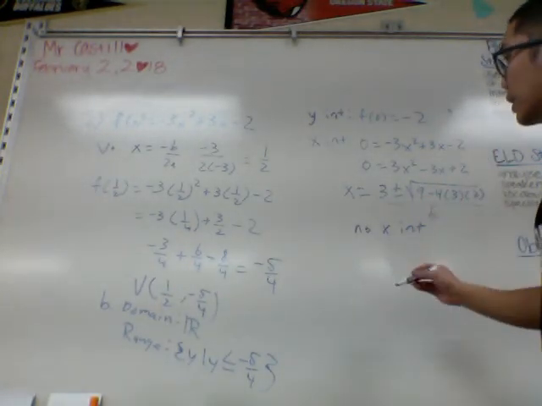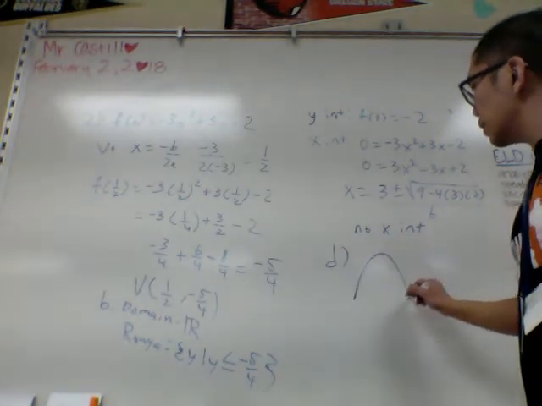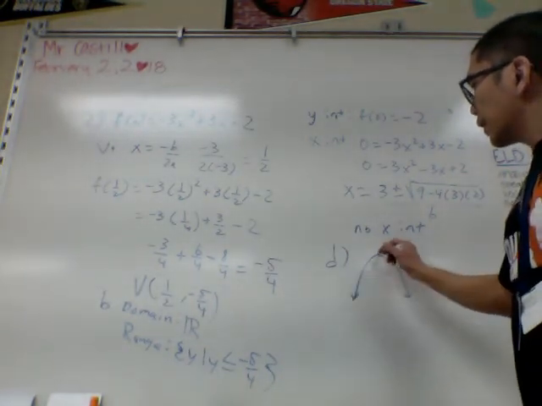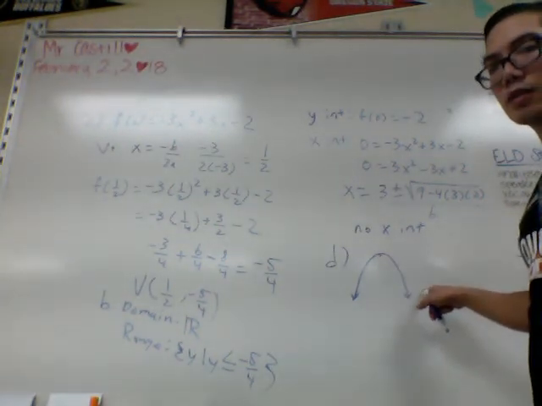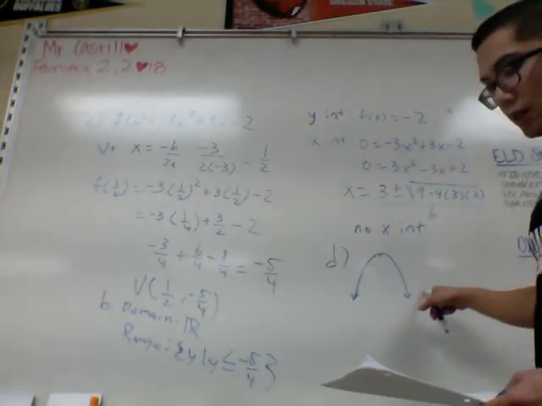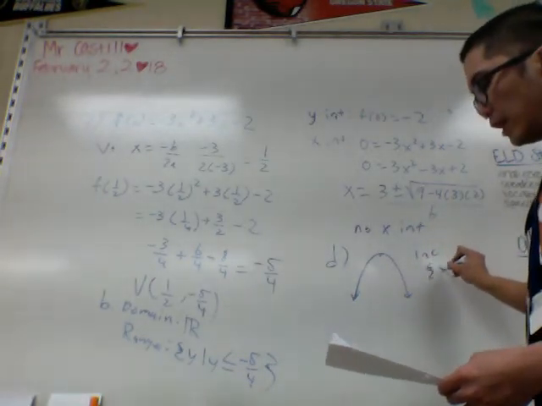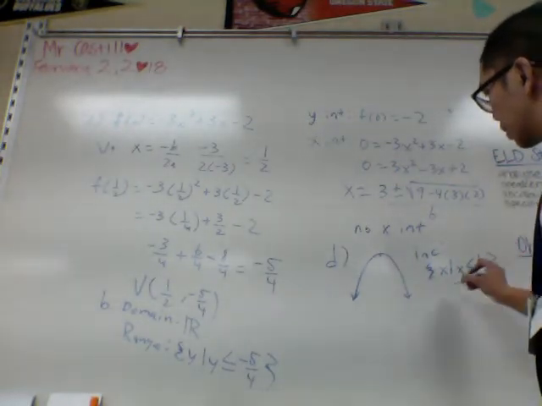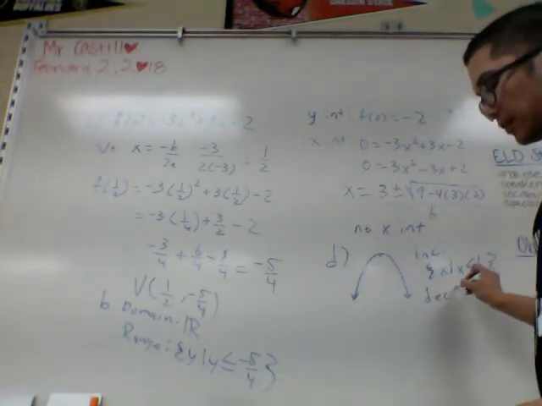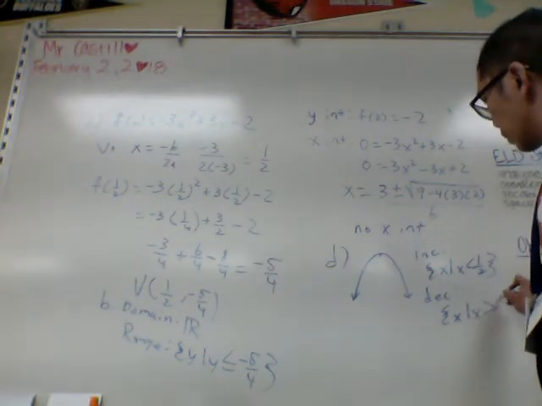And then for letter D, so remember, if your parabola opens this way, then it's going to be increasing until your vertex and then decreasing after. So for letter D, you're increasing when x is less than 1/2, and you're decreasing when x is greater than 1/2.